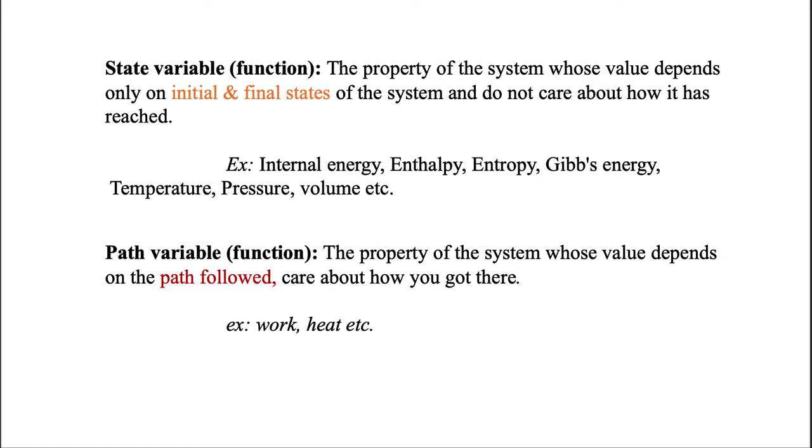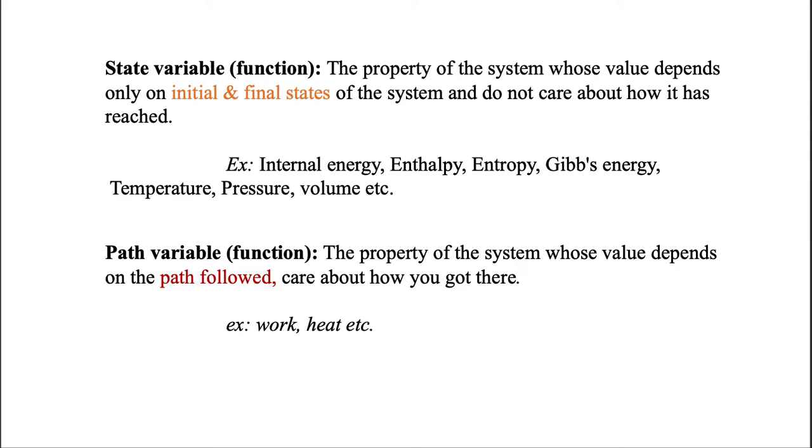Let's see. A state variable is the one that only depends on the initial and final states of the system. They do not depend on how those states are changing. It doesn't care about how you have come from the initial state to the final state. No dependence on the history. It only matters where you are in the beginning and where you are at the end. No importance to the history, how you came there. Examples: internal energy, enthalpy, entropy, Gibbs free energy, temperature, pressure, volume, all these things.